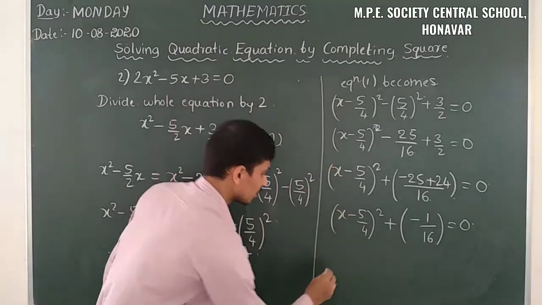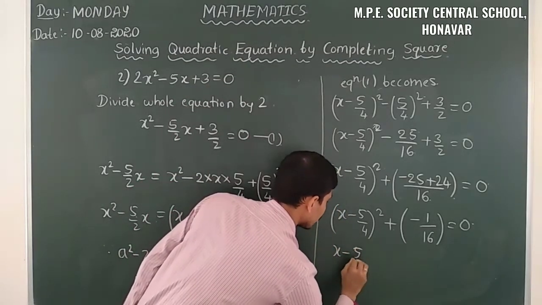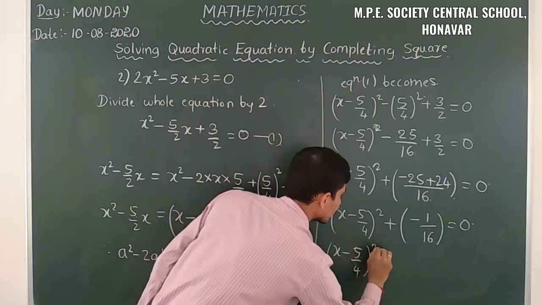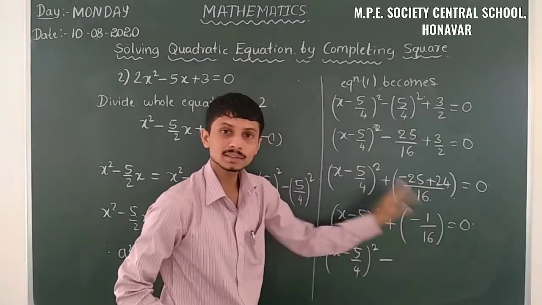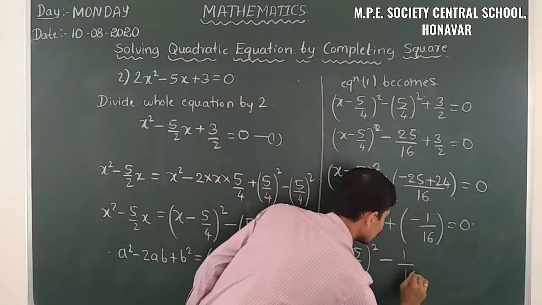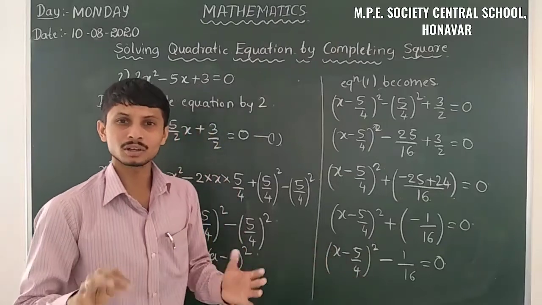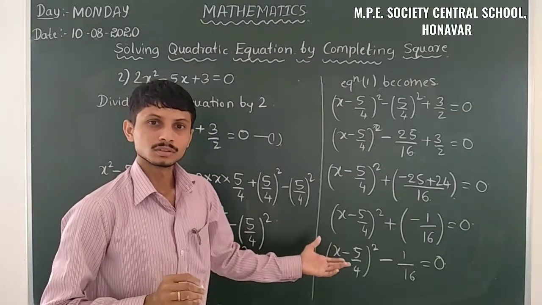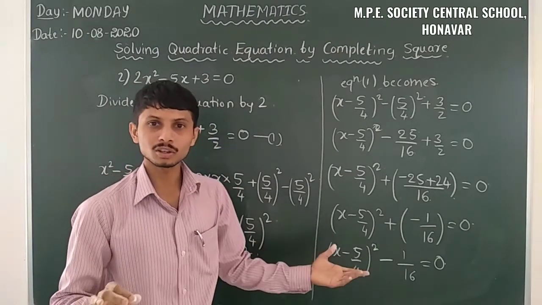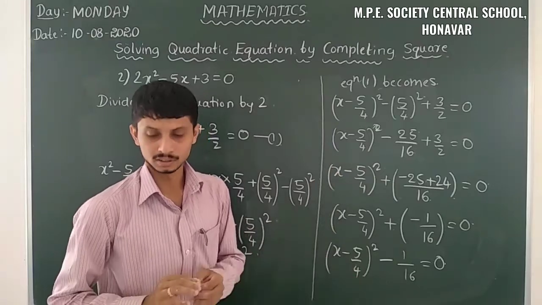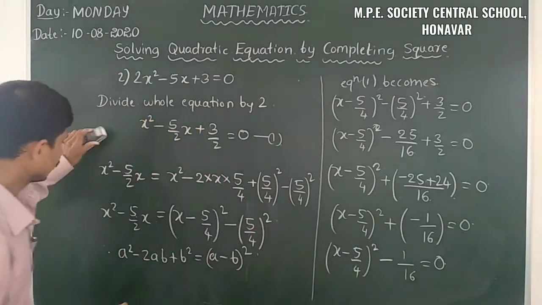Then we have to simplify further. x minus 5 by 4 whole square minus 1 by 16 is equal to 0. Don't wait for me, you have to continue. So just pause the video here, you have to continue with your knowledge. After that, I will start here.